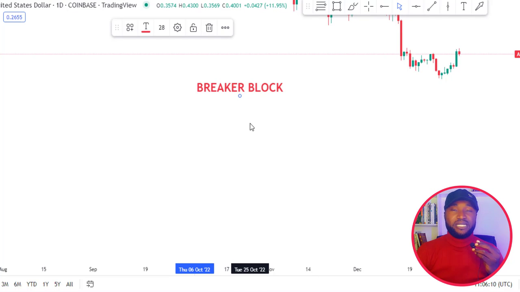Now, we started speaking about a mitigation block yesterday and we have finished everything about that. You can watch the video. Today's video is about breaker block. You have to understand that there is a very slight difference between a mitigation block and a breaker block. Let me show you what the differences are.